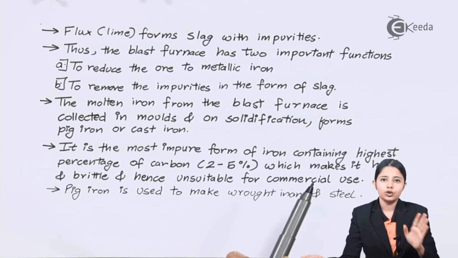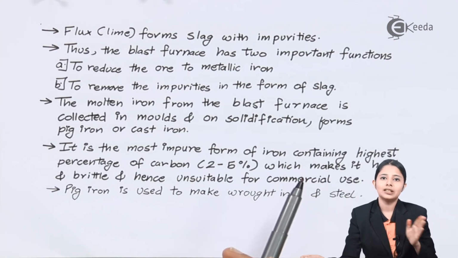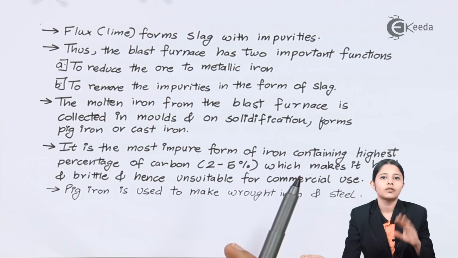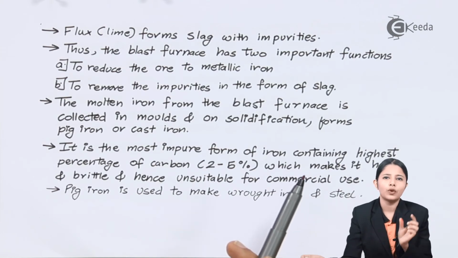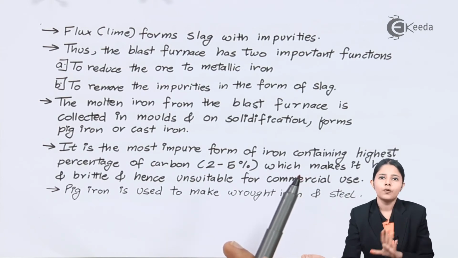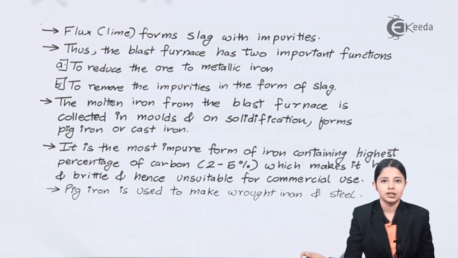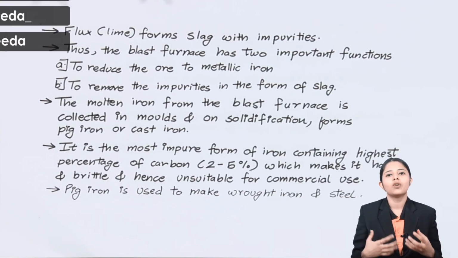So we get it in the most impure form, but to make it pure, either we can alloy it or we can use electrolysis. Electrolytic refining will make it more refined, and the 2 to 5% of carbon which is present will also go away. Pig iron is used to make wrought iron and steel. Wrought iron is the purest form of iron. It is the strongest form of iron. It has minimum carbon content in it. And again, it is used for making steel. So over here we studied the working of the blast furnace.